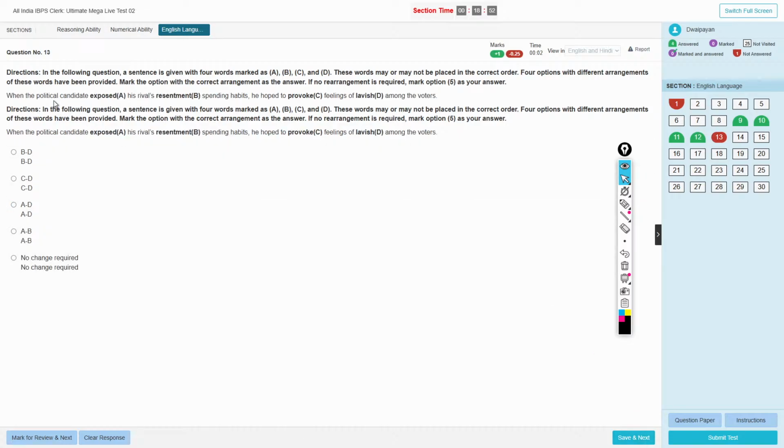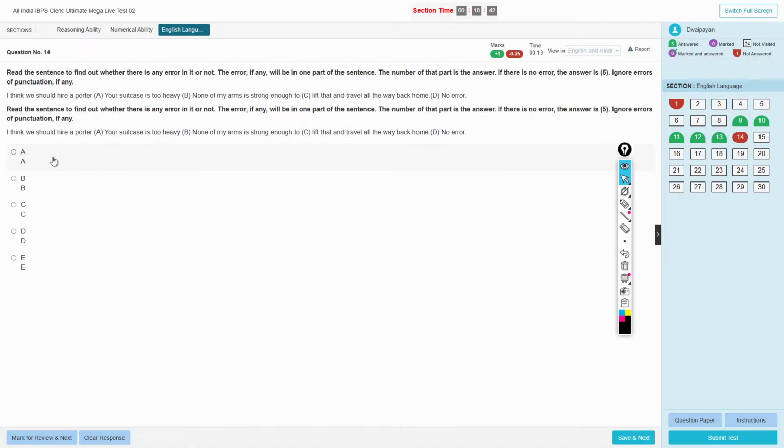When the political candidate exposed his rival's resentment, lavish spending has habits. So DB. I think we should hire a porter. Your suitcase is too heavy. None of my arms, and neither of my arms is strong enough to lift that and travel all the way back home. So none of my arms, neither of my arms.